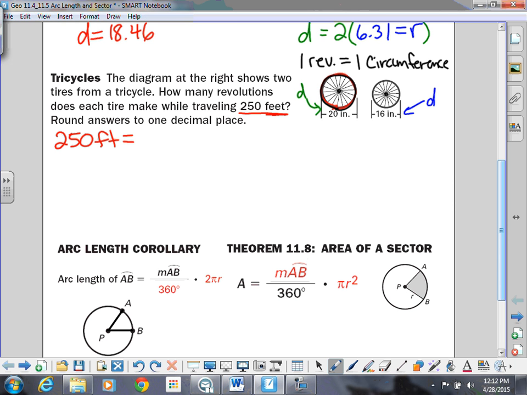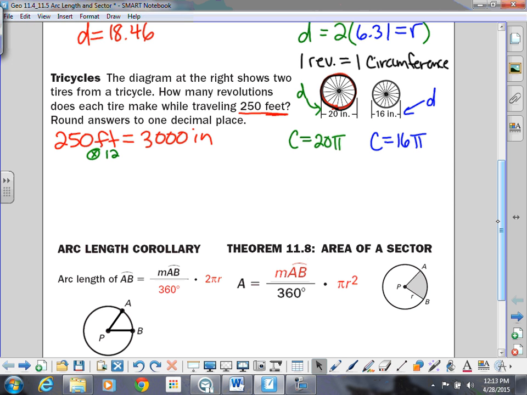So 250 feet, that's going to be way more in inches. So I need to multiply 250 feet by 12, and that'll give me 3,000 inches. So if you want to write down how we did that, we just multiplied by 12 to get 3,000. So I really want to find out the circumference of each circle first, and then we're going to see how many of those we can fit into 3,000 inches. So on this first one, my circumference is going to be pi times d, pi times 20. So I'm going to write that as 20 pi. And then over in the small one, my circumference is 16 times pi. I'm just doing the diameter times pi.